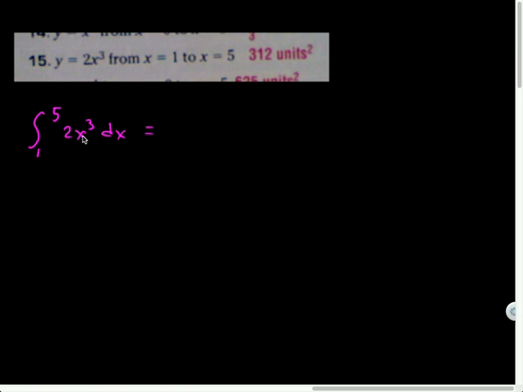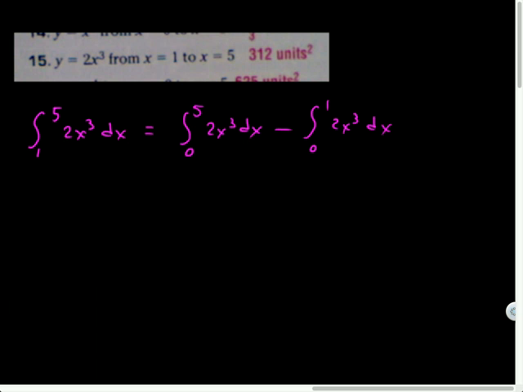So this is the situation I have. I'm looking for the area under the curve from 1 to 5 of 2x cubed. Now it turns out I can also find the same thing as the area from 0 to 5 of 2x cubed dx minus the area from 0 to 1 of 2x cubed dx.